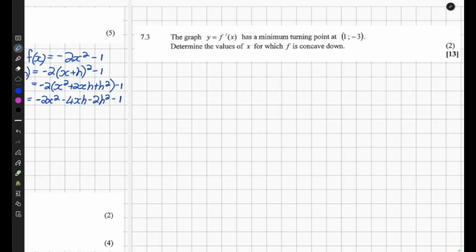Question 7.3. The graph of y equals the derivative of f(x) has a minimum turning point at (1; minus 3). Determine the values of x for which f, the original, is concave down. Okay, guys, you'll see it only counts 2 marks. So this is actually a very easy question, but it's very deep into calculus. And there's many things that you need to understand before this question makes sense.